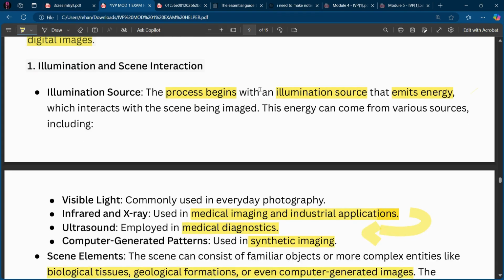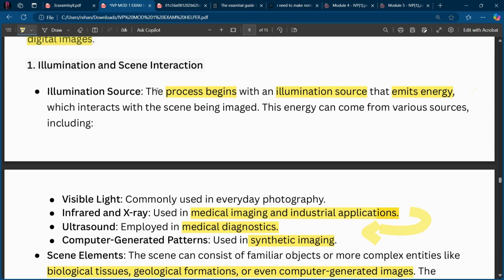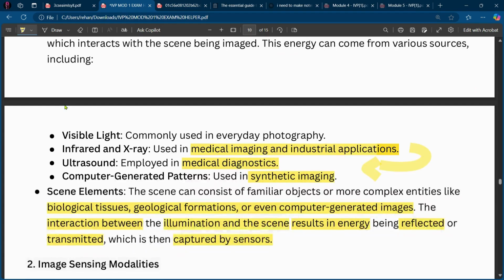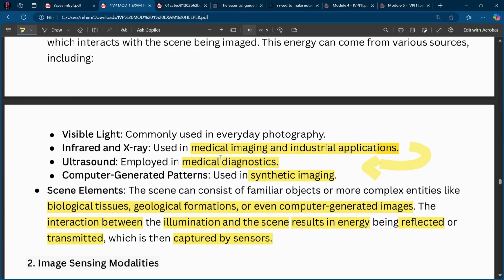The process begins with an illumination source that emits energy, which interacts with the scene being imaged. A scene is that on which the light or energy falls and is absorbed or reflected. What are the sources of energy? Visible light is commonly used in everyday applications. Infrared and X-ray are used in medical imaging and industrial applications. Ultrasound is also used in medical diagnosis and some industrial applications. Then computer generated patterns, so remember this CGP.